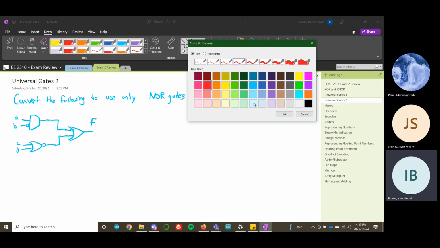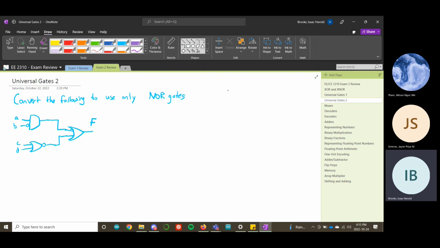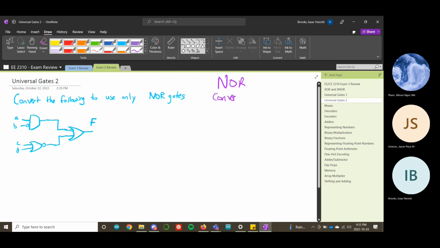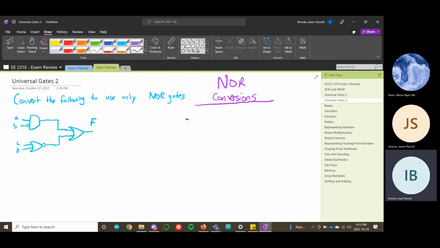So we're going to need to know our NOR inversions, and they're very similar, and you should probably have these memorized because I don't know if you get a cheat sheet or anything. But if you know one of them, you can probably figure out the other, okay? So these are our NOR conversions. So again, if we want an inverter in the NOR world, is where we tie our inputs together like that. It's kind of the same between the NAND and the NOR.